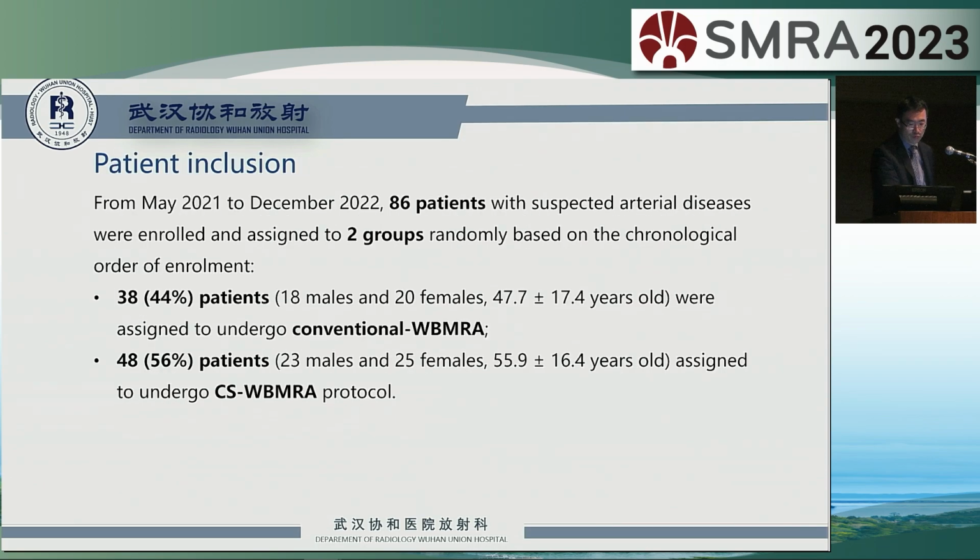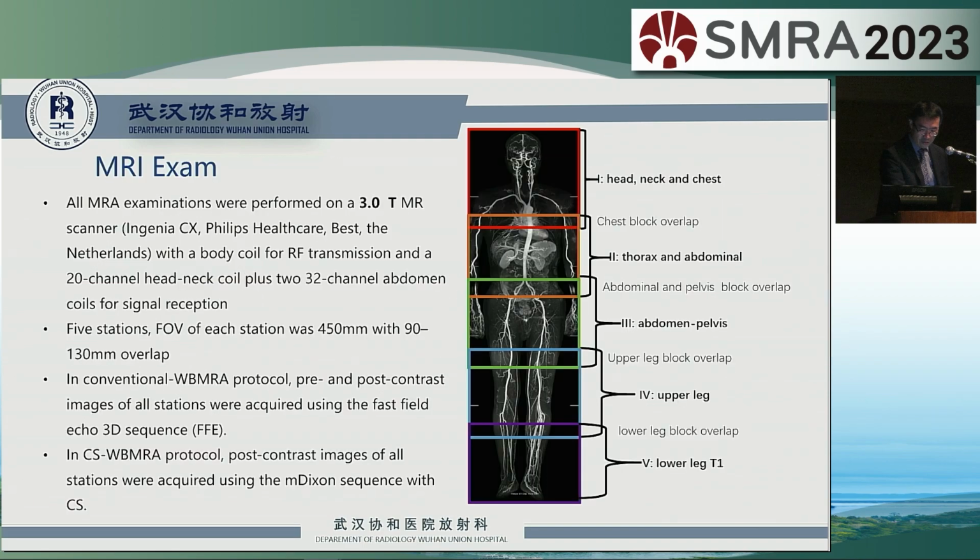And they have 2 groups of patients recruited to evaluate these 2 methods. And here is the MRI exam. It was performed on a 3T Philips scanner, and it covered 5 stations of the patient.